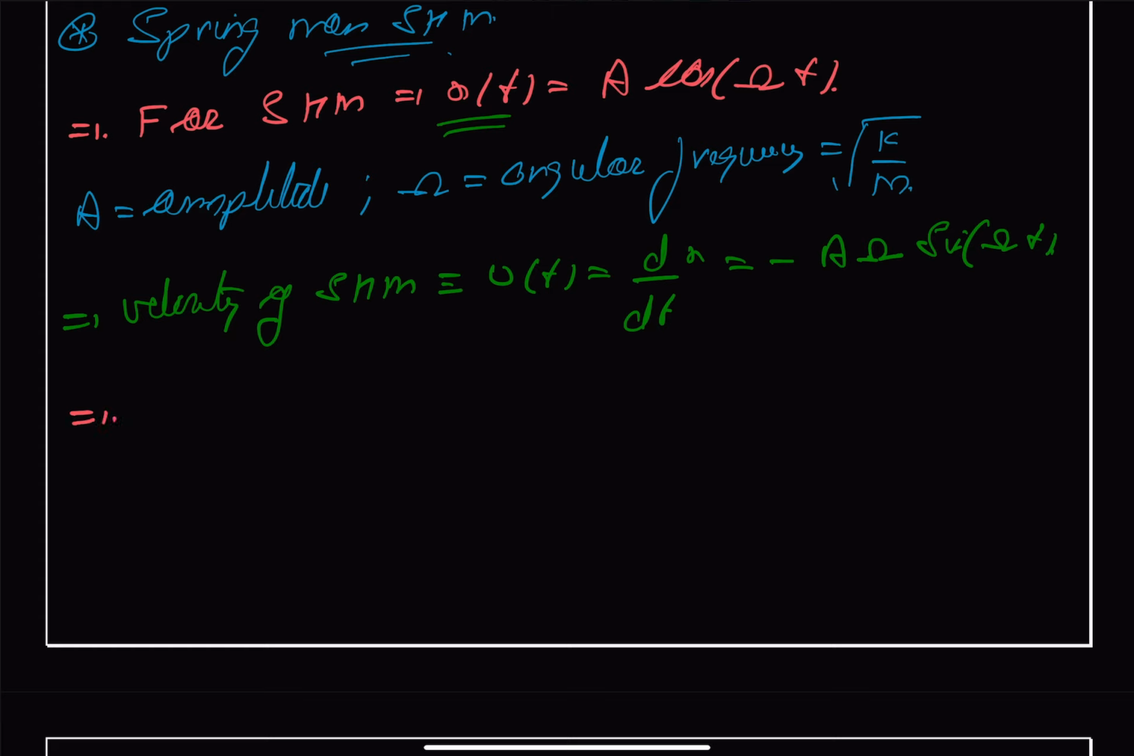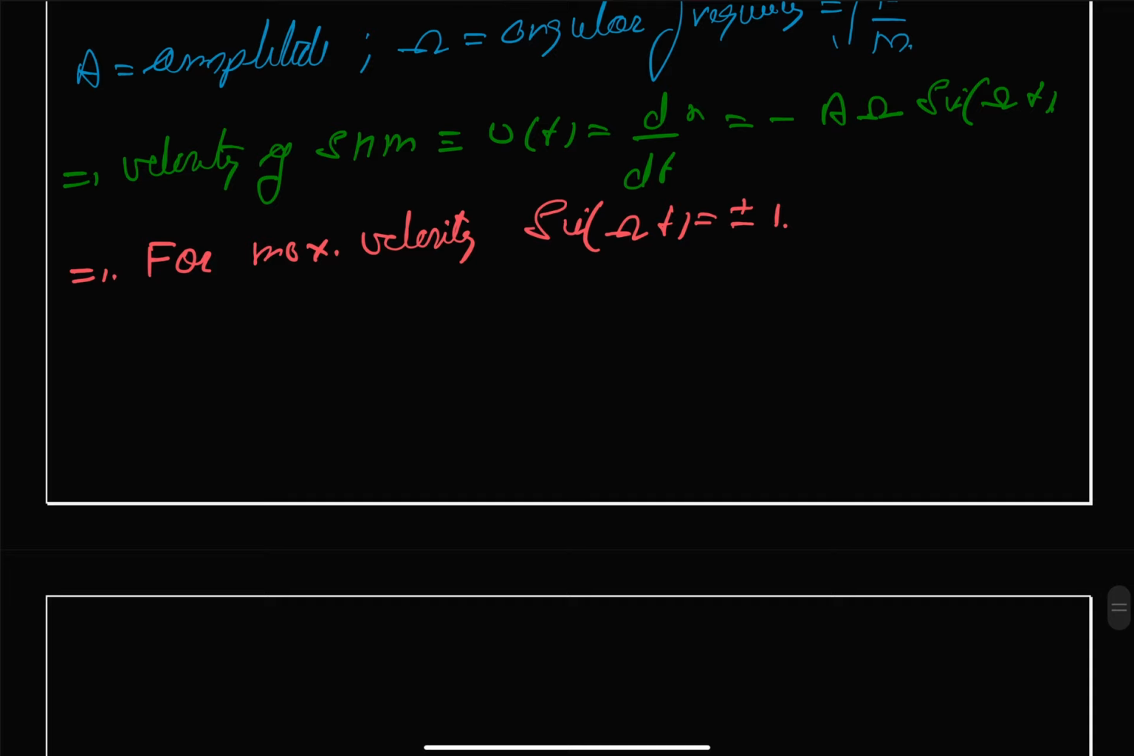So from here we can say for maximum velocity, our sine of omega t is equal to plus minus 1. So we are only interested in the magnitude, therefore we can write that our V max is equal to A times omega. Now we can easily find out the momentum.